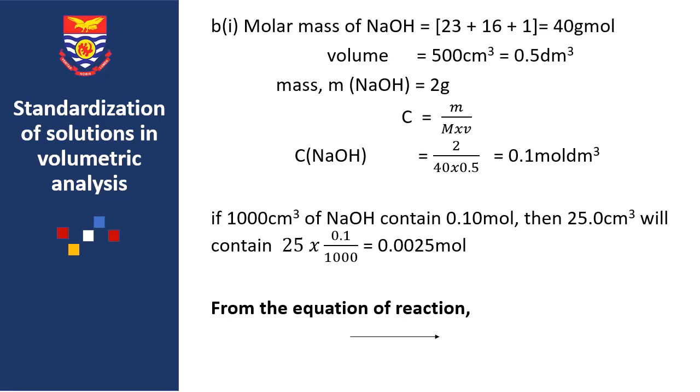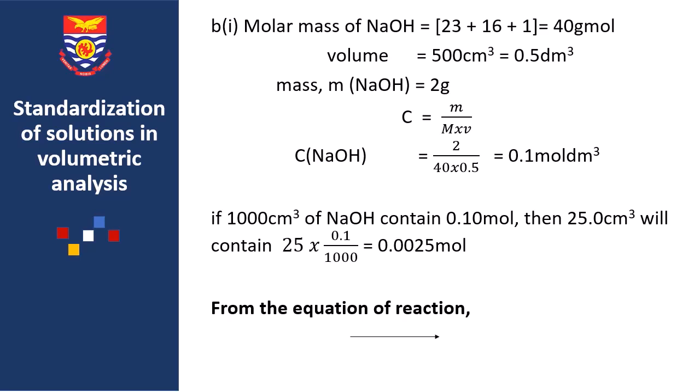If the whole 1000 cubic centimeters contains 0.1 mole, then the volume that we pipetted, the 25 that we took, will contain what? So when we do this, we are going to get 0.0025 moles. Remember, it is the 25 that reacted with that average volume of the acid that we used. So there is a relation there.